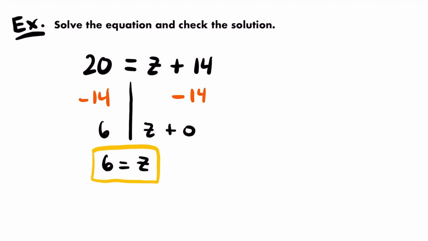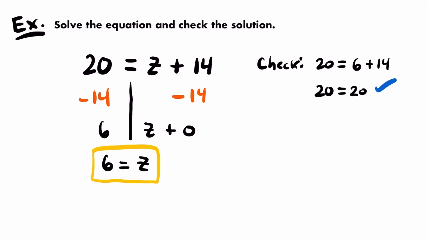But now let's actually check it to be sure that it is the solution. So let's check it over here. We want to plug 6 in for z in this equation. So we'll have 20 equals z, which we want to replace with 6, and then we have plus 14. Now simplifying, 6 plus 14 is 20, so we get 20 equals 20. That is a true statement, and so we're good. z equals 6 is the solution to this equation.